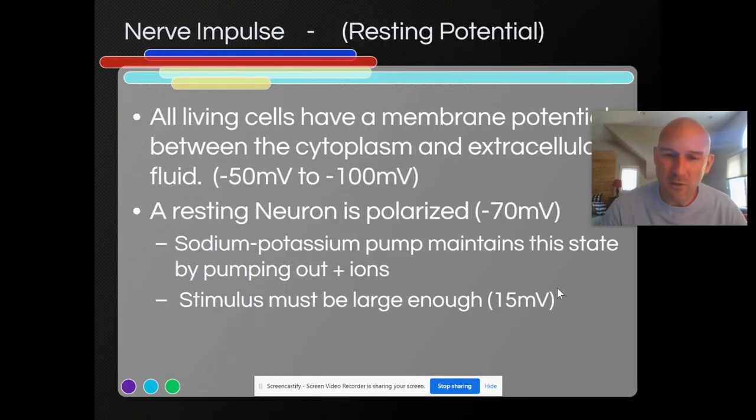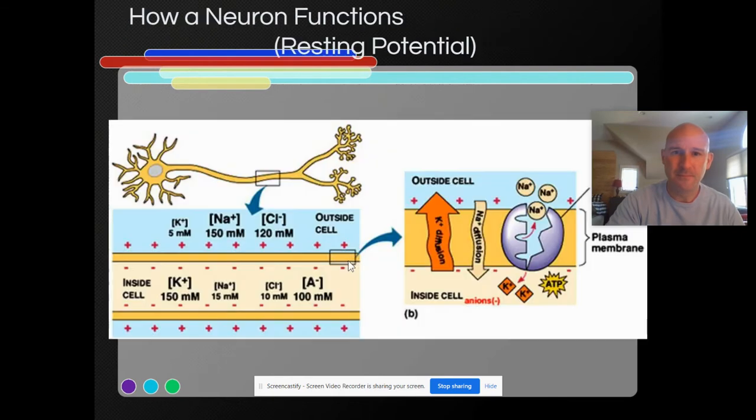So all cells basically have some type of charge across their membrane. Neurons have a resting potential that's typically about negative 70 millivolts, and that's just a good number to know. It's just the amount of charge across the membrane. You guys know physics, right? The negative just tells you direction, so it depends on which way you're measuring it, but we measure it in a certain way that it comes to negative 70 millivolts. That's a good number to know. And really what helps to maintain this charge is a sodium-potassium pump.